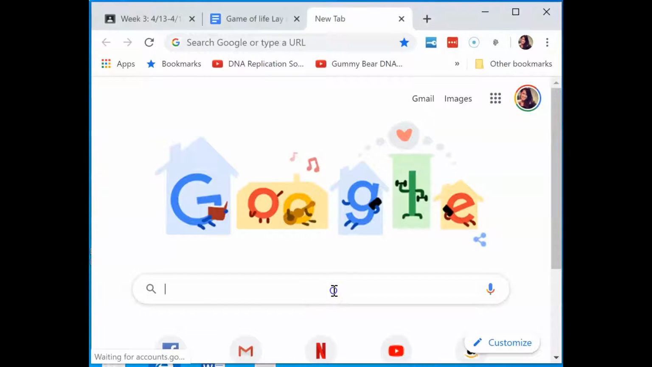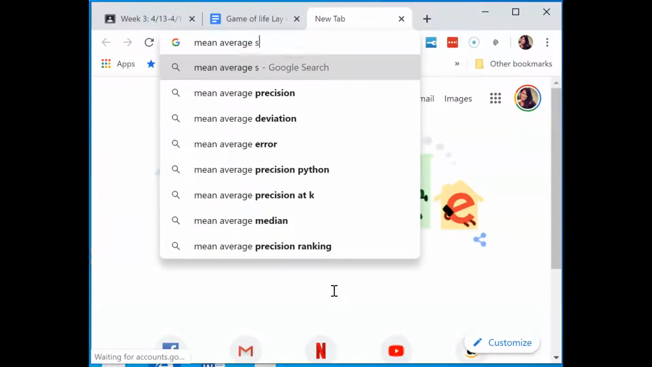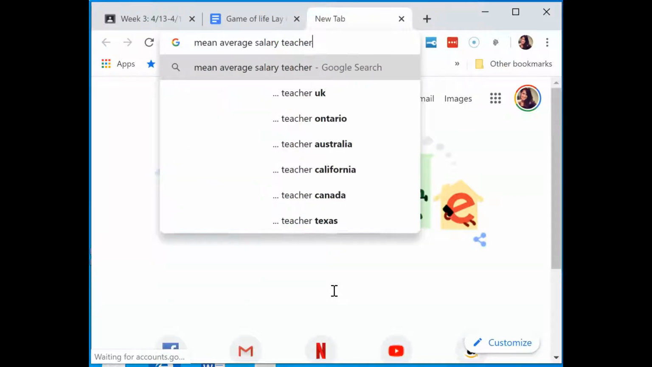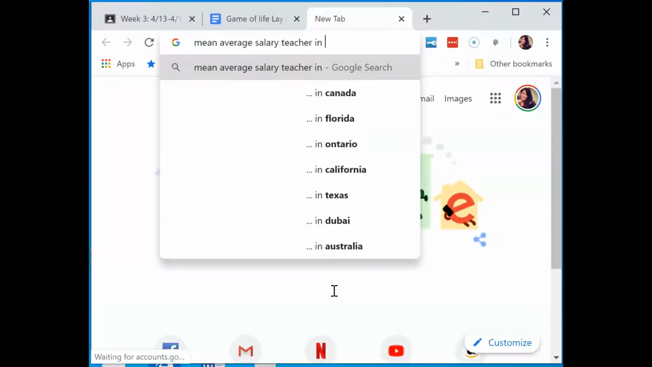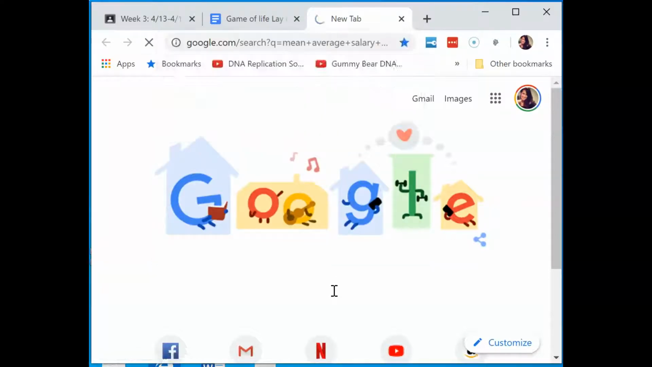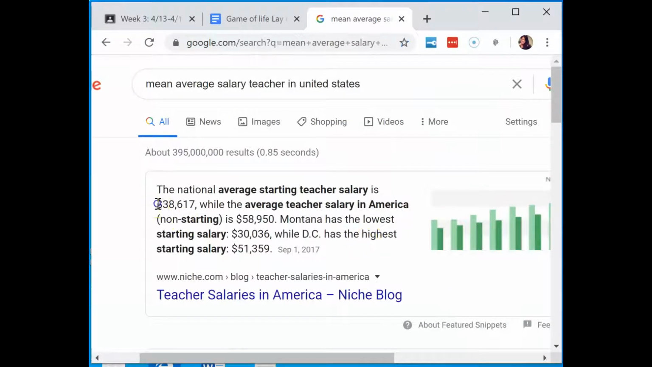What I did is use Google, and I just typed in mean average salary teacher. That's my occupation, so you obviously could pick whatever occupation you want in the United States. It comes out with this number, and this is the number I am going to be using for my computation. Your number might be different, and that's okay.